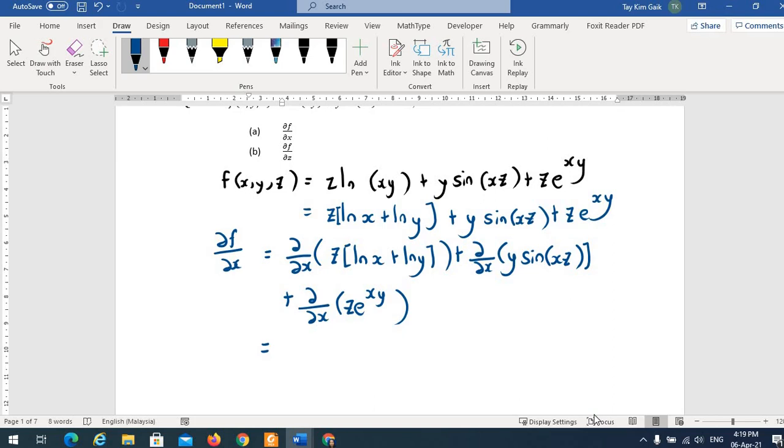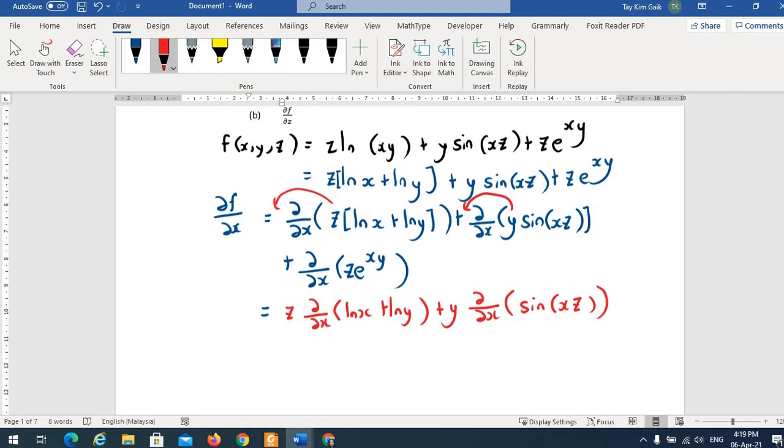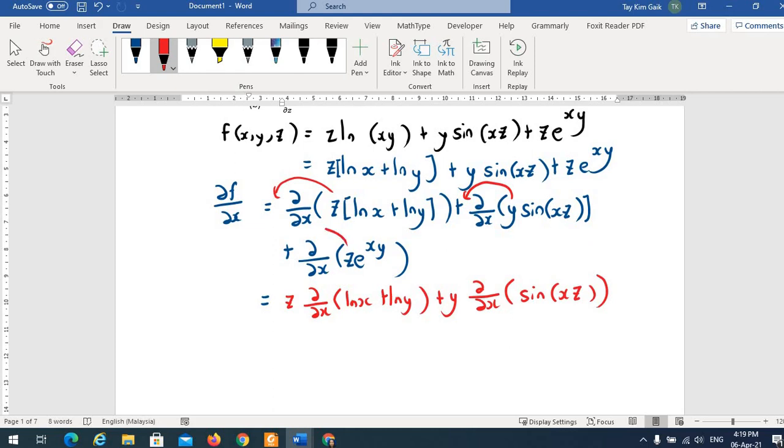So when you del x, y and z are constant. So here z is constant, you can factor out the z, so you have z del x of ln x plus ln y. And then when you del x, y is constant, so you can factor out y, so plus y del x of sin xz. When you del x, z is constant, so you factor out z here, so it becomes z del x exponent xy.